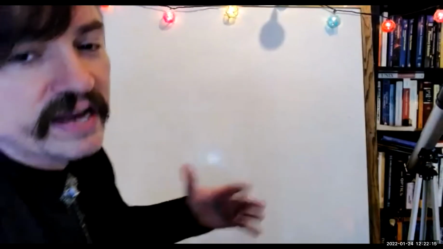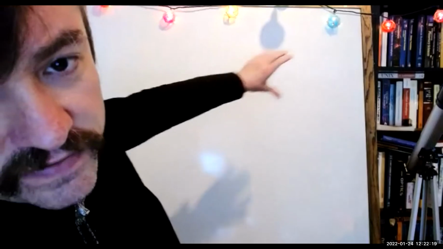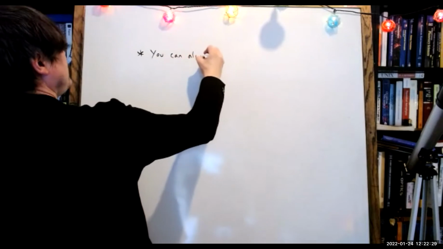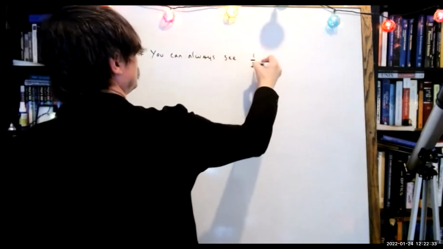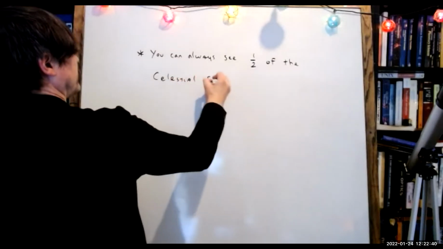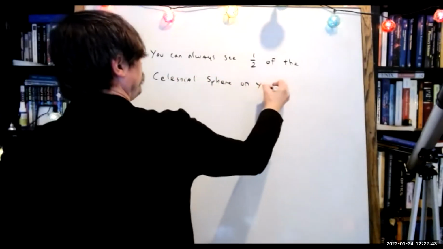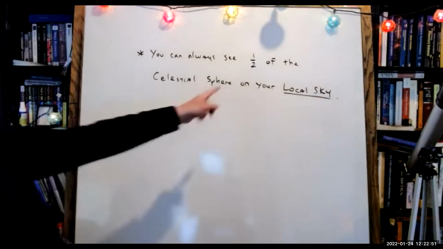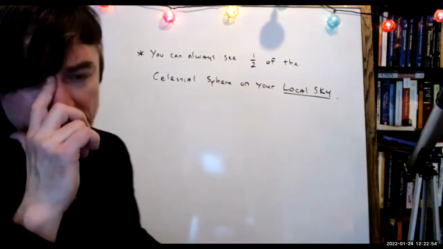Okay. Now that you know about the celestial sphere, I need to tell you a rule that is not obvious to you. In fact, even though I just erased that section of notes, could you include this note as part of that last set of notes. You can always see exactly 1/2 of the celestial sphere on your local sky. Okay? You can always see 1/2 of the celestial sphere on your local sky. That is not an obvious point. To help understand, let's take a look at a slide that I've developed.